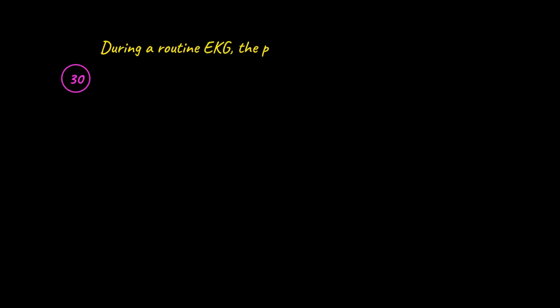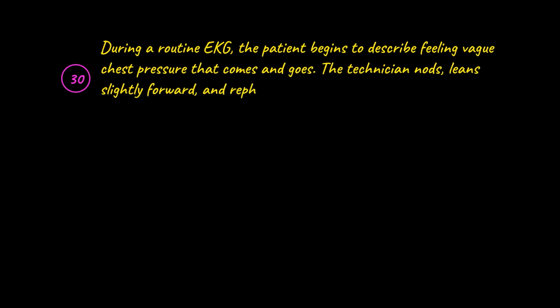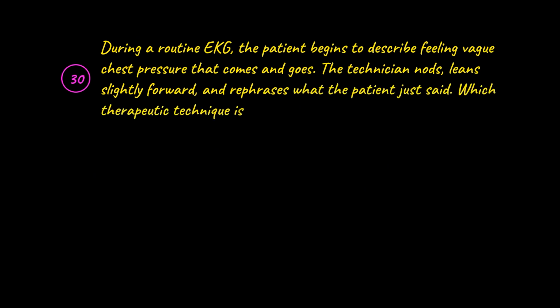Question 30. During a routine EKG, the patient begins to describe feeling vague chest pressure that comes and goes. The technician nods, leans slightly forward, and rephrases what the patient just said. Which therapeutic technique is the technician using here?